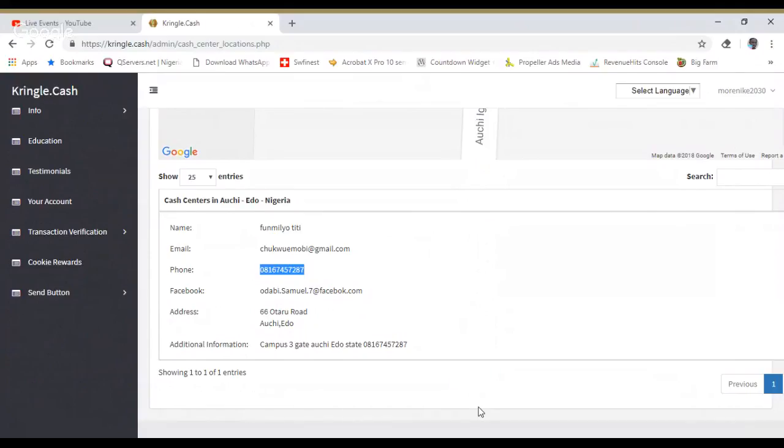So I'll come back. If you haven't learned how to locate a cash center, you have to be security conscious. When you get to the cash center, you need to make sure you compose yourself, because you don't know who is who. You have to know the price of Bitcoin, so that when you get there, the cash center will not be able to dupe you.